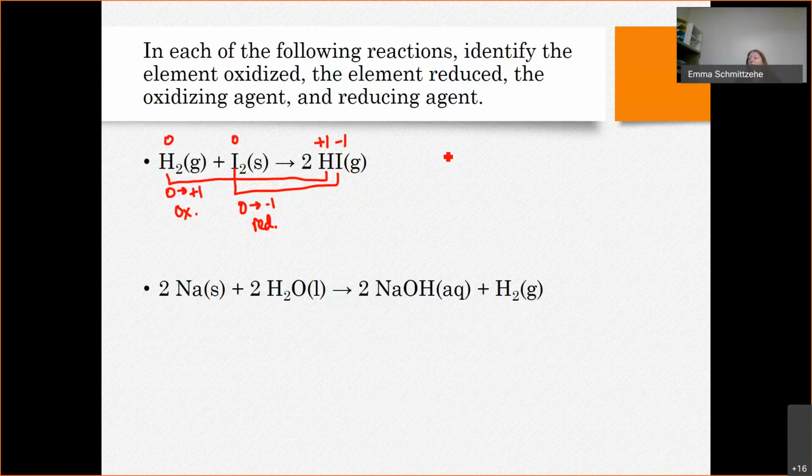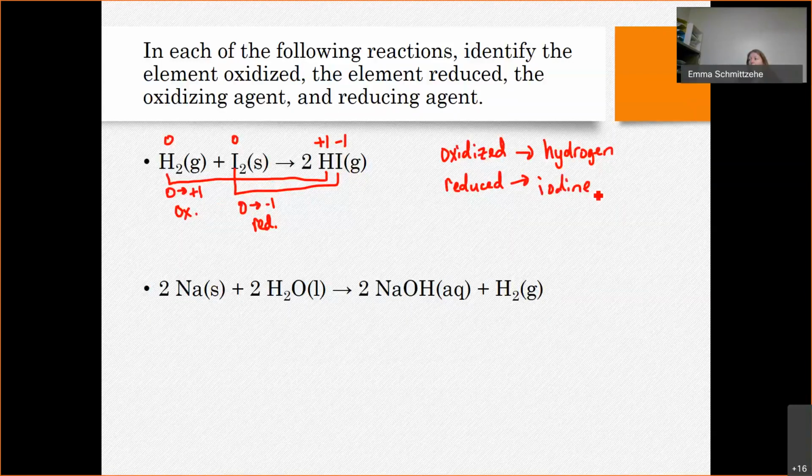So the element that is oxidized is the element that starts with a low oxidation state and increases. And so in this case, that is hydrogen, okay? So hydrogen is the thing that is oxidized. And then the thing that is reduced, in this case, is the thing that starts at an oxidation state that then decreases, and that would be the iodine, okay?